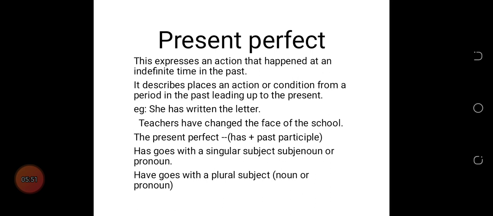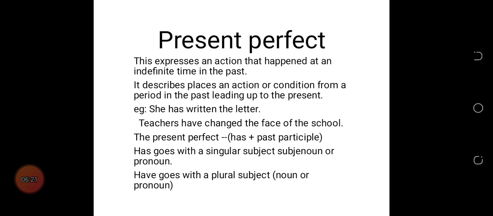And then we use have with a plural subject, noun or pronoun. But I also say that I and you are special pronouns that act like plural subjects, okay? So where you use I, you introduce have. For example, I have played on this field before. I have played on this field before, okay?